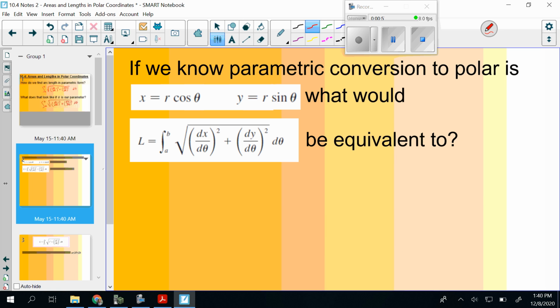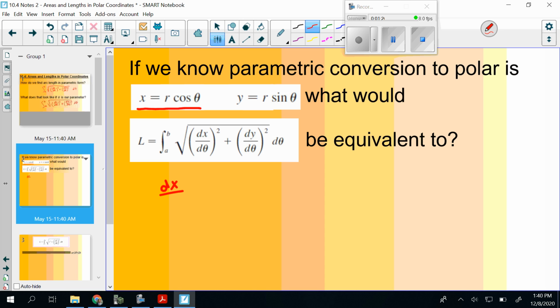But what if you are given stuff in terms of r and the angle, and it would be difficult to find dx d theta and dy d theta? Well, we can do a little bit of conversion here. So let's see what this would also be equivalent to. So first thing we're going to find is what is our dx d theta and dy d theta. So let's start with dx d theta.